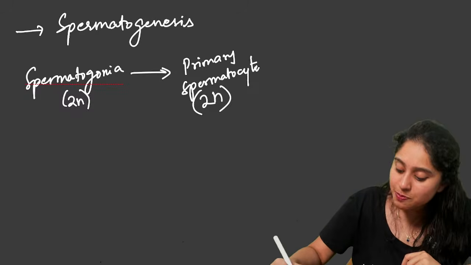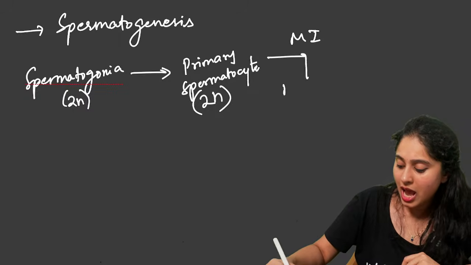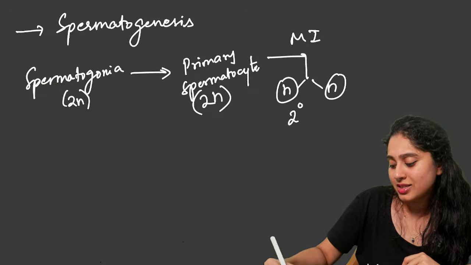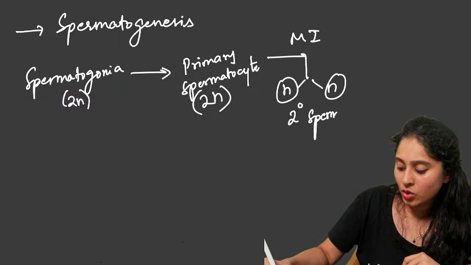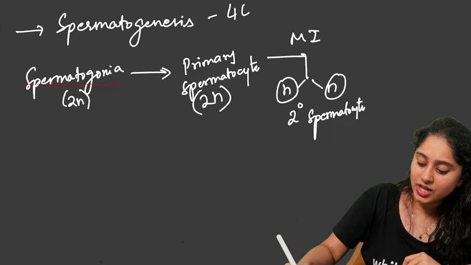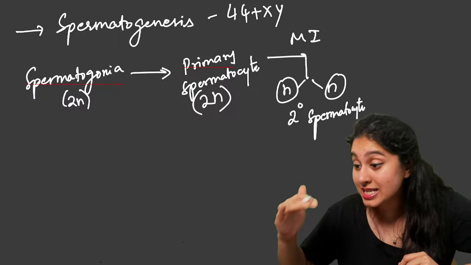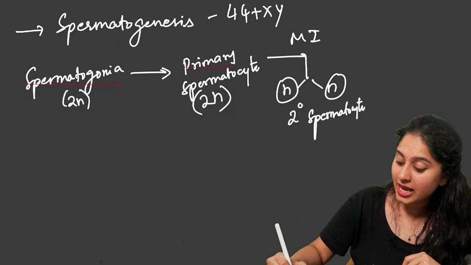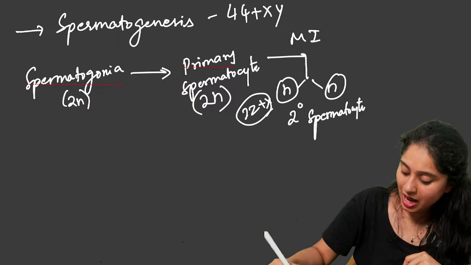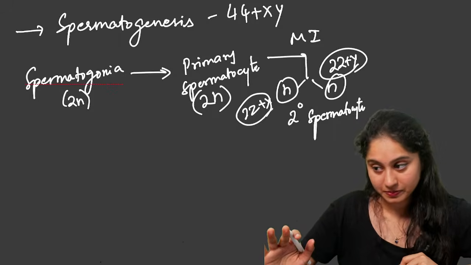Now this primary spermatocyte is going to undergo meiosis 1 and produce 2 cells, which are called the secondary spermatocytes. Remember that a male is always 44 plus XY. So at this stage itself, we see that the secondary spermatocyte would have become 22 plus X in half the number of cells and 22 plus Y in the remaining. Is that clear?